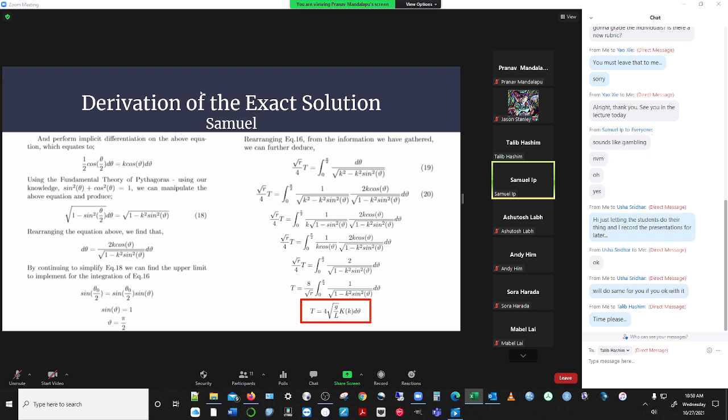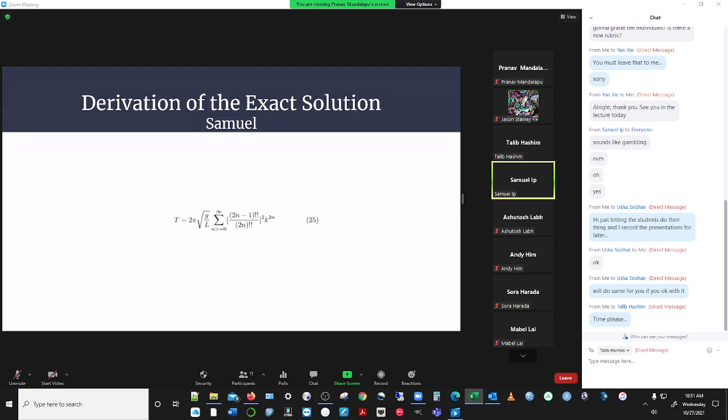On the right side, we rearranged our information to get the period time, which will be equal to 4 square root g over L times K bracket k, which is the complete integral of the first kind, complete elliptic integral of the first kind. Yep, next page. Okay, done.